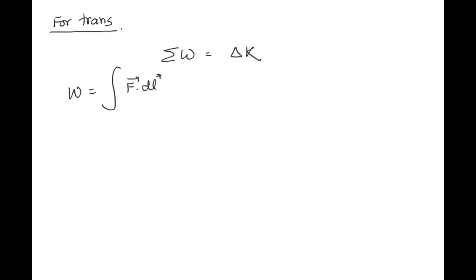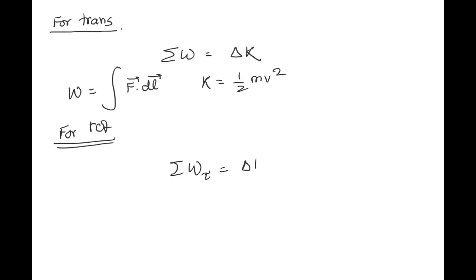So for translation, we have summation W is equal to delta K, where W is defined as the line integral of force and K is equal to half mv square. For rotation, work done due to all the torques will be equal to change in rotational kinetic energy.